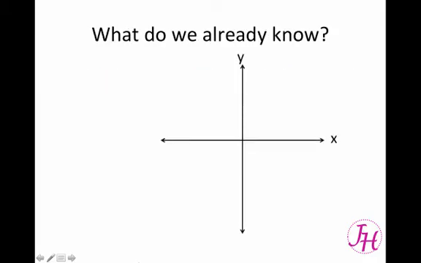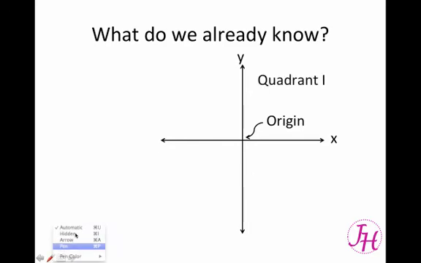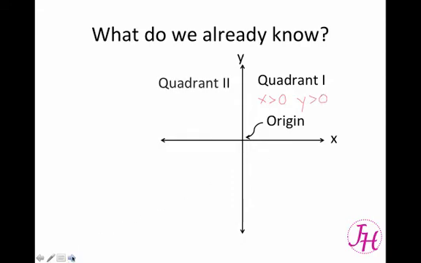Well, we know that we have a coordinate plane with our x-axis and our y-axis, and the point where they intersect right here is the point 0, 0, also called the origin. In the first quadrant, we have positive values for x, so x is greater than 0, and positive values for y, so y is greater than 0. In quadrant 2, we have negative values for x, so x is less than 0, and positive values for y, so y is greater than 0.